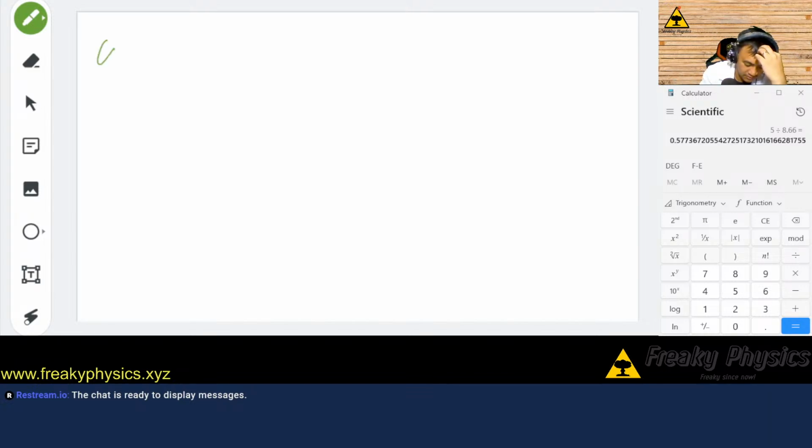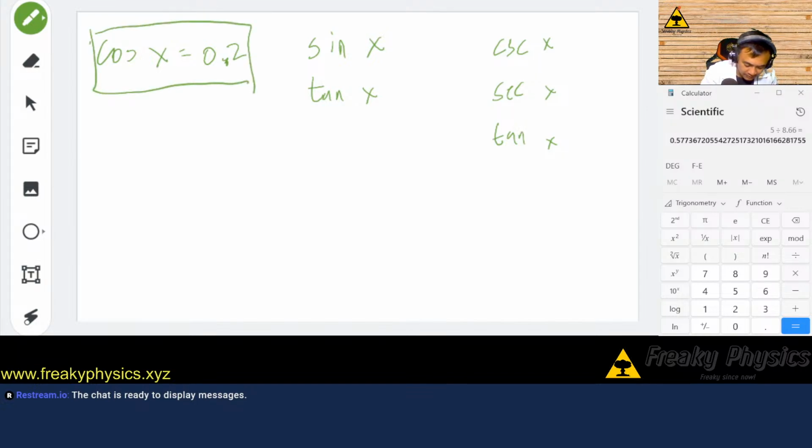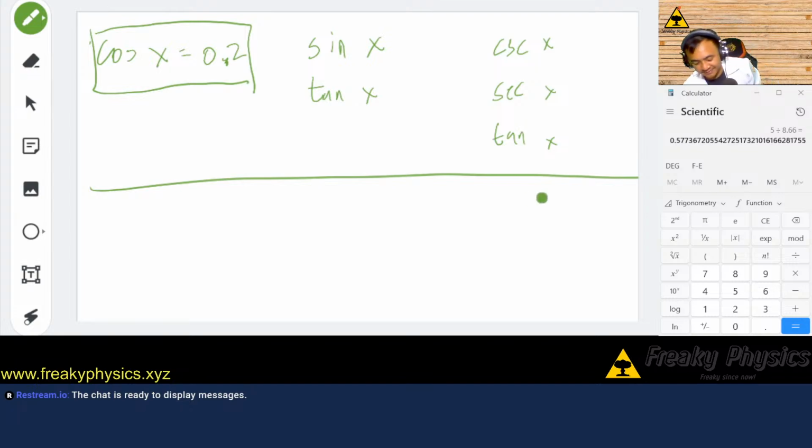For example, you're given cosine of x is equal to 0.2. Cosine of x is equal to 0.2. So from here, you can actually find sine x, then you can find tangent x, and then you can actually find the other 3. So cosecant, secant, and cotangent, right? Okay, so I'm gonna give you this value. Let's do it one by one. Find sine x.